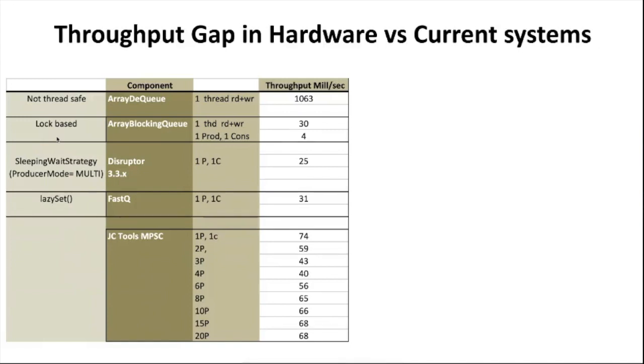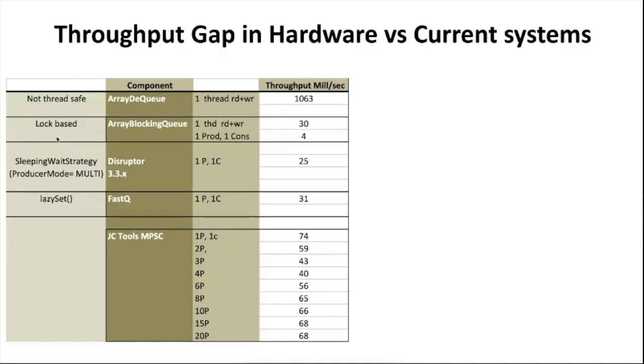The first row there is basically very simple, it's just one thread. It's got a simple ArrayDeque, the Java one, and all it's doing is reading one element out of the queue and putting it back in. So just doing that in a loop, just one thread, no concurrency. And ArrayDeque, as you know, is not thread safe anyway. It could do a billion reads per second.